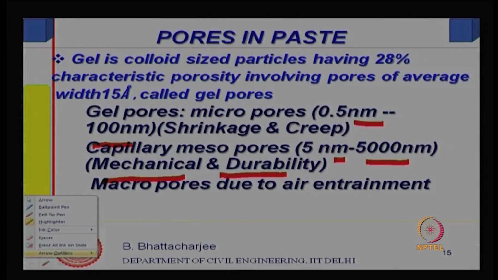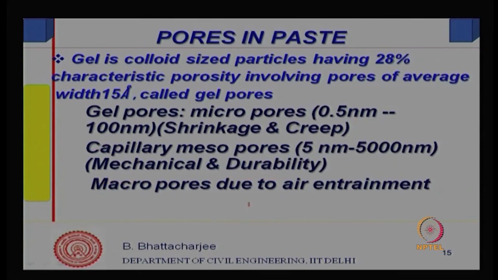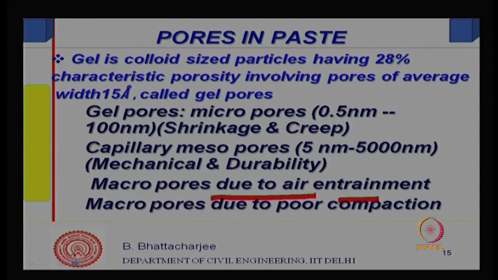Then there could be pores coming because of poor compaction. So, these are macropores, or because of air entrainment. Deliberate air entrainment is used in some cases in order to provide better freeze thaw resistance. We will look into that sometime later on, and poor compaction can also result in large sized pores.